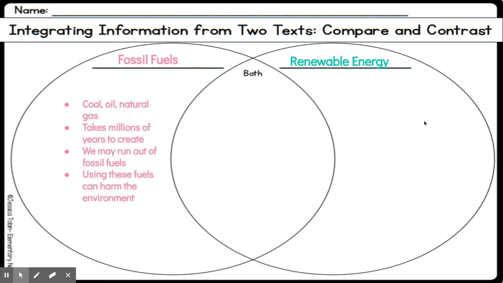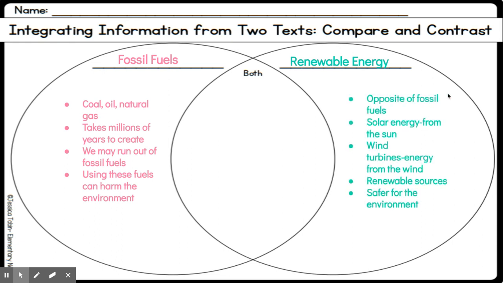So now let's talk about our renewable energy. Our article said that it is the opposite of fossil fuels, right? Our solar energy is energy that comes from the sun, and it said that we can use solar panels to collect this energy. Wind turbines can collect energy from the wind, and we saw a picture of those. We know that renewable energy sources are safer for the environment. They're not causing harm to our environment.